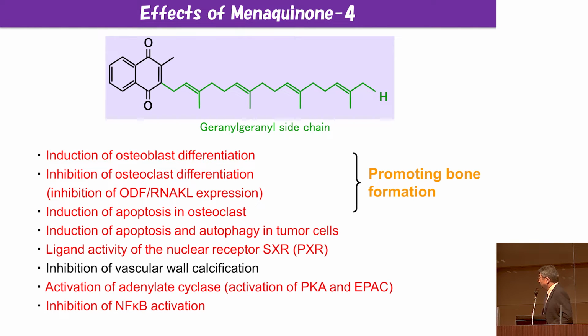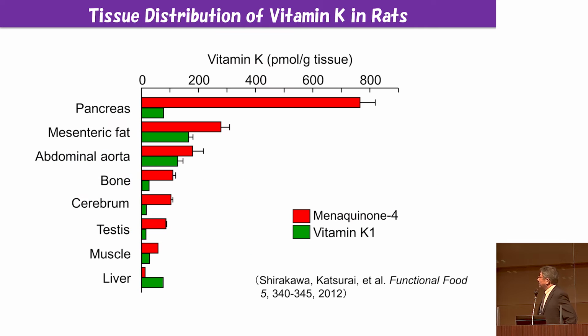In our group, we have shown novel effects of menaquinone-4, including activation of adenyl cyclase, upregulation of cyclic AMP in cells, activation of downstream protein kinase A and EPAC, and inhibition of NF-kappa B activation. More and more new effects of menaquinone-4 are gradually being understood.